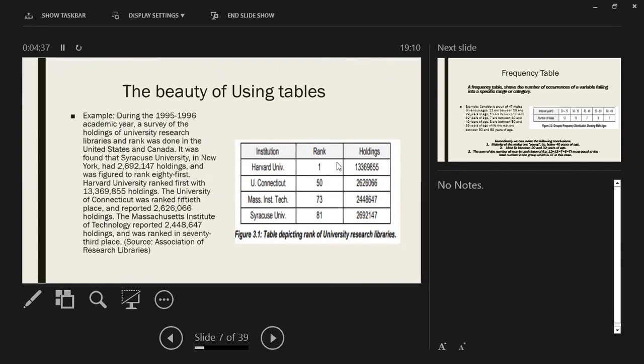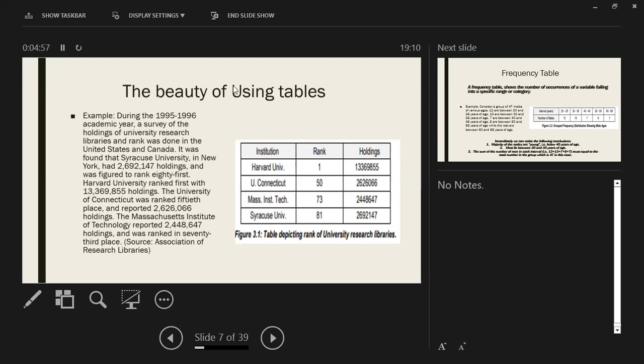But on the right side, you can see that the same information that is on the left side is the same information on the right side. So I can actually say from the table, okay, I see that there are 3 columns: institution, rank, and holding. So this is the university, the rank in the world, and then the number of students that are enrolled, right?